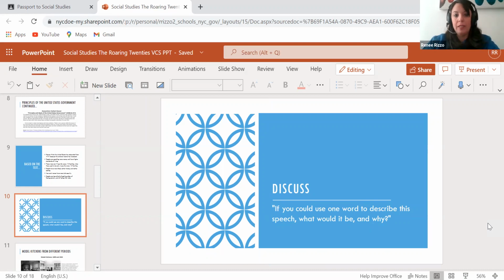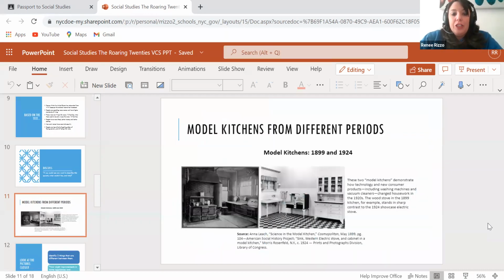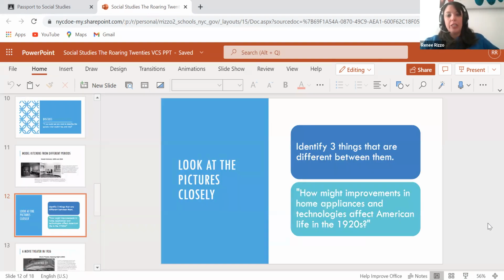Model kitchens from different periods. Model kitchens 1899 and 1924. So, for the next slide, I want you to look at these pictures closely. So, if you need to rewind back, do so. Look at the pictures and identify three things that are different between them. And how might improvements in home appliances and technologies affect American life in the 1920s?